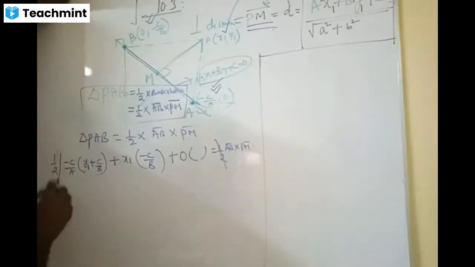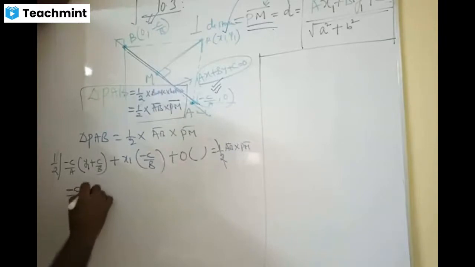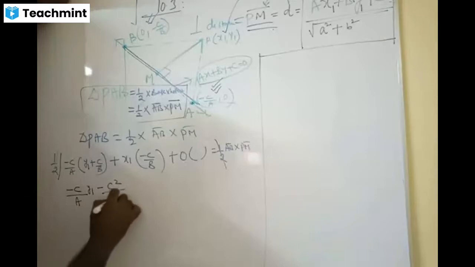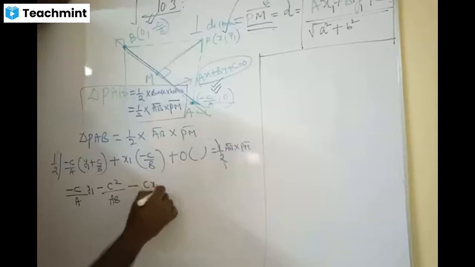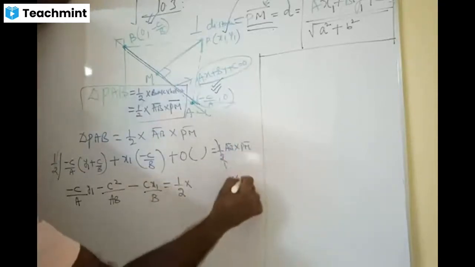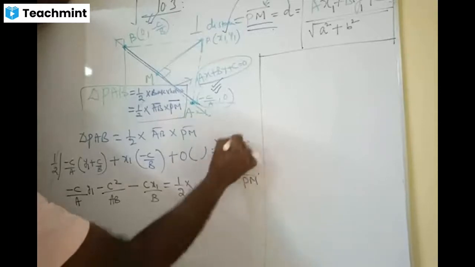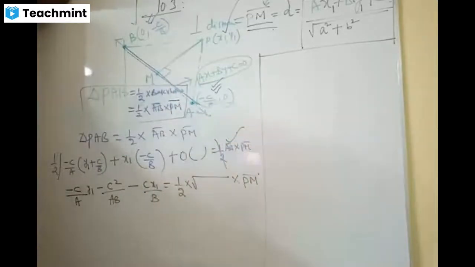Okay. So first is minus C by A into y1. Plus into minus is minus C square by AB. Plus into minus is minus C x1 by B. That's equal to half into PM, we have to find out, so keep it as it is. And AB is this formula. Can you tell the distance formula, my dears? Anybody? Sudarshan, can you tell me the distance formula here, AB?